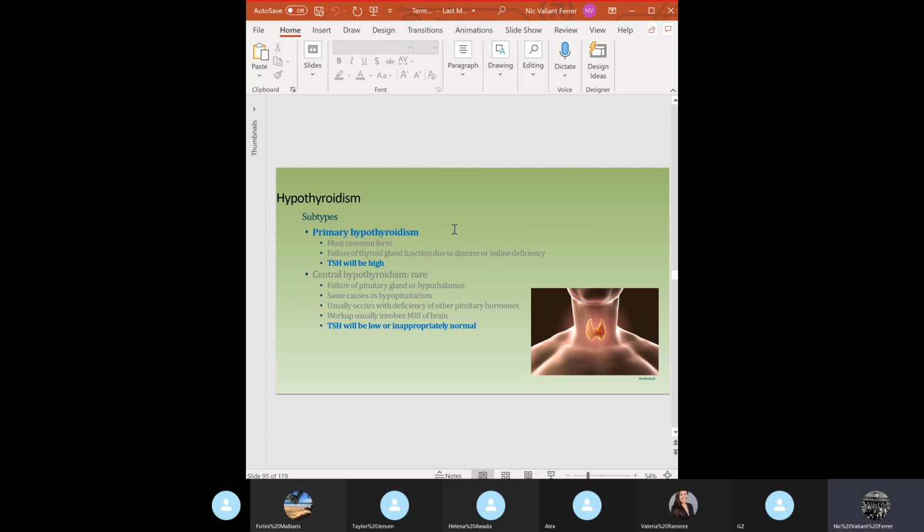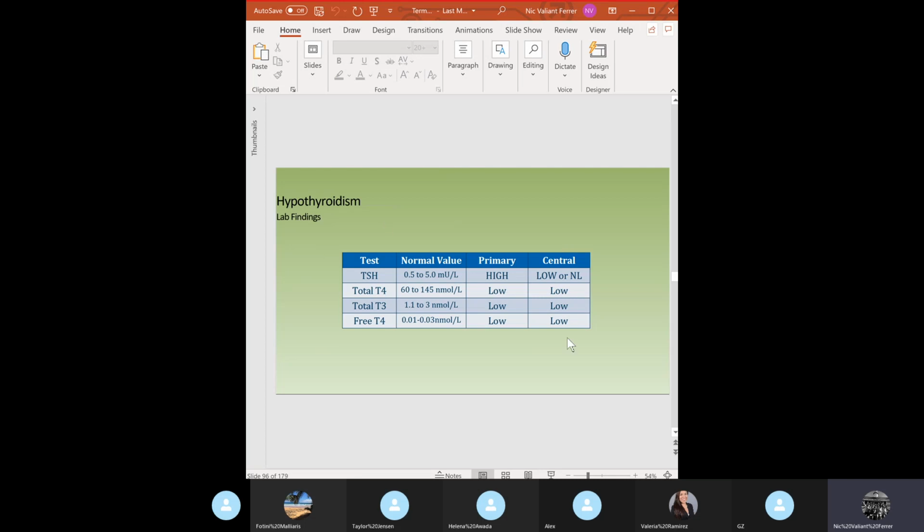Failure of the thyroid gland to function due to disease or iodine deficiency: decreased T3, T4, TSH is increased. Again, high yield, know not the values, but what happens to TSH and T3 and T4. Low T3 and T4, that's why it's hypothyroidism. And increase in TSH due to negative feedback. That's primary. Don't concern yourself about central because that's very, very rare.